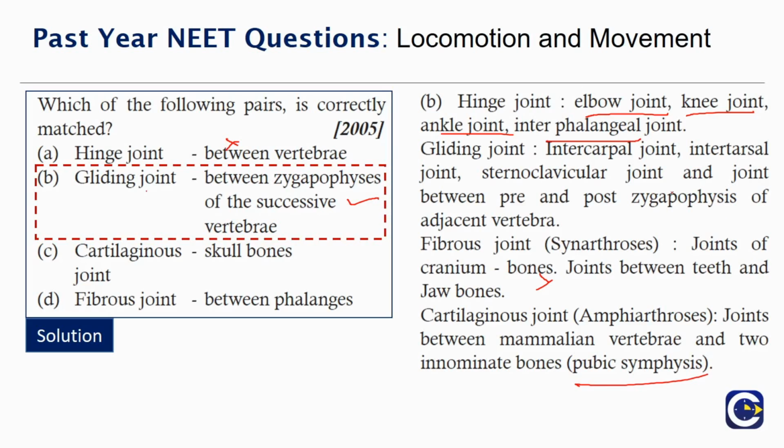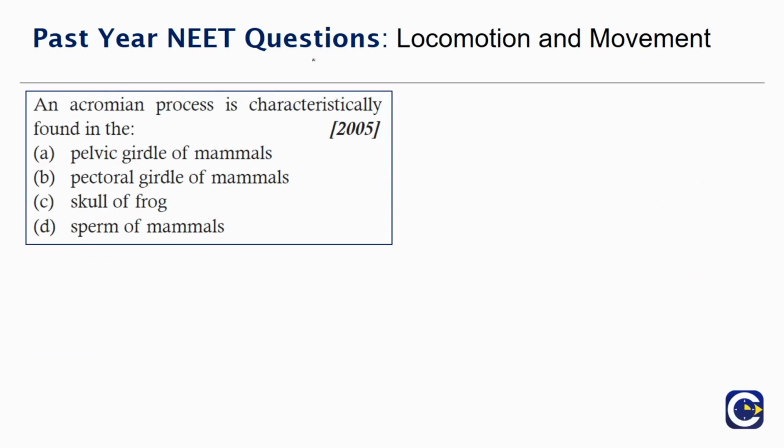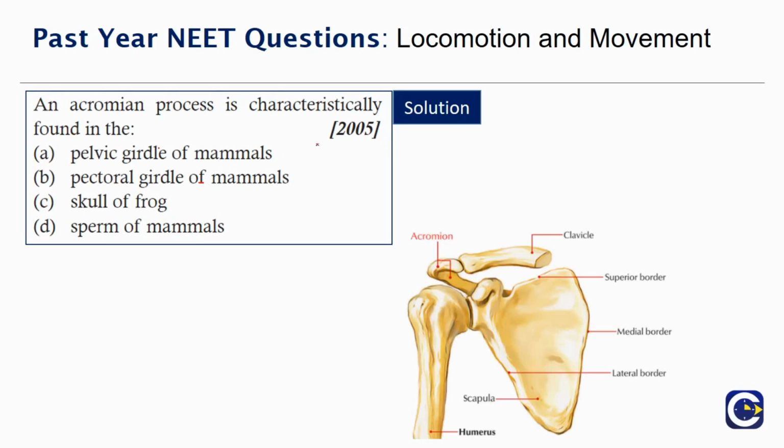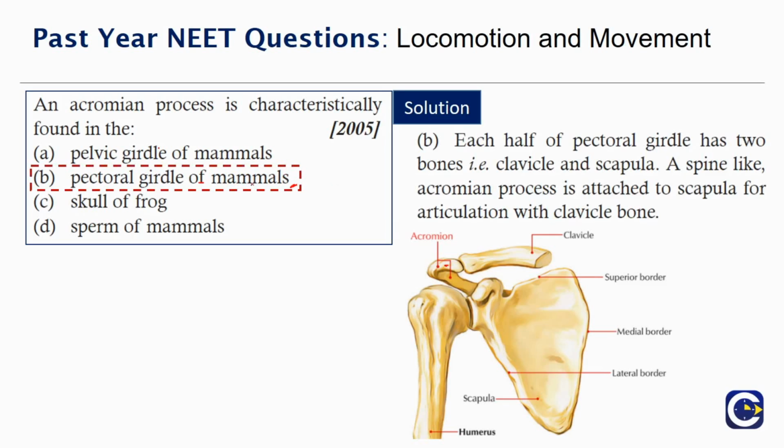So moving on to the next question. Acromion process is characteristically found in the pelvic girdle of mammals, pectoral girdle of mammals, skull of frog, sperm of mammals. So let's look at the solution. So we have the pectoral girdle here. We have the scapula and then we have the acromion process from the behind. So this is in the pectoral girdle of mammals, not in the pelvic girdle. So the solution is pectoral girdle.